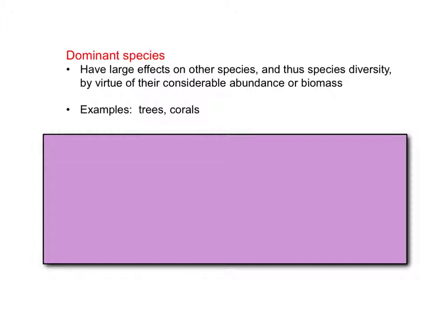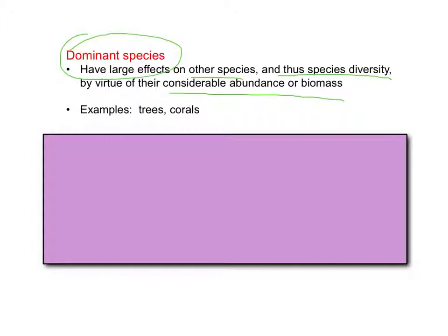When we did the case study on coyotes in class, we were talking about species like keystone species and dominant species, and I just want to review that here. So dominant species are those species that have a large effect on other species within a community and can influence species diversity. And this is by virtue of just their sheer abundance or biomass.